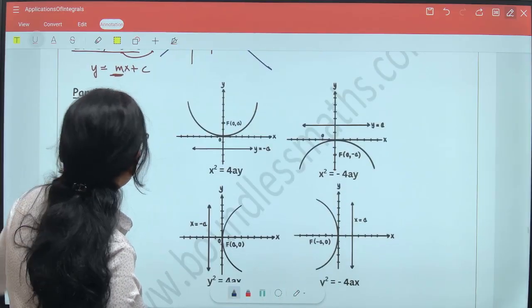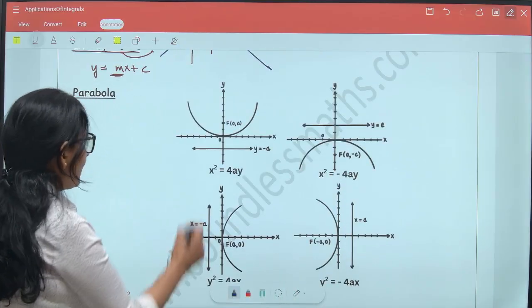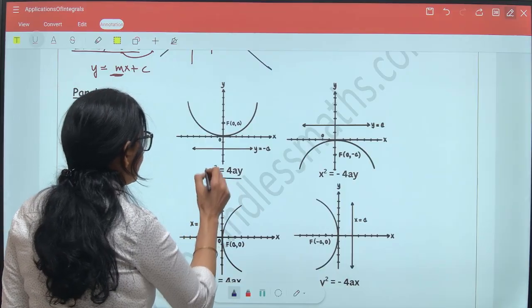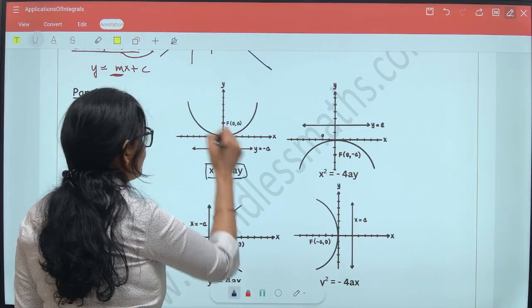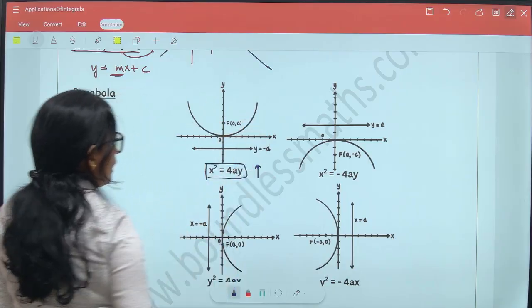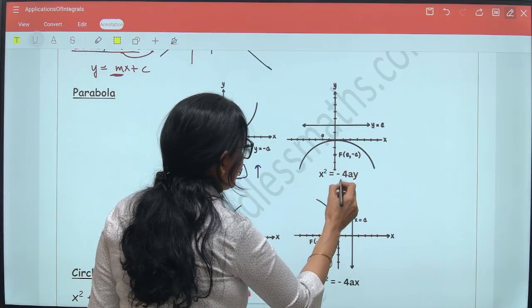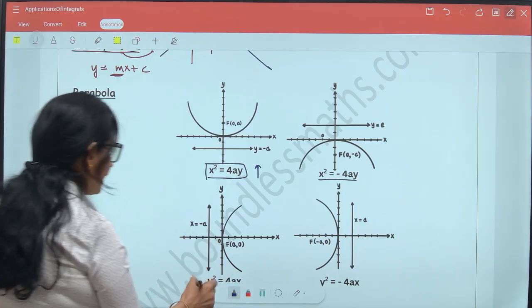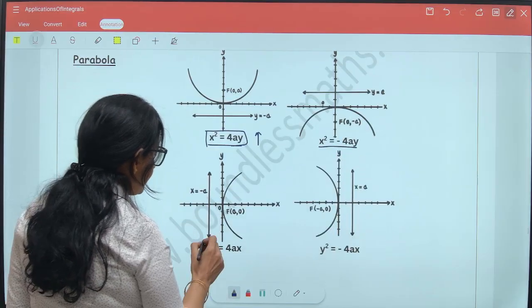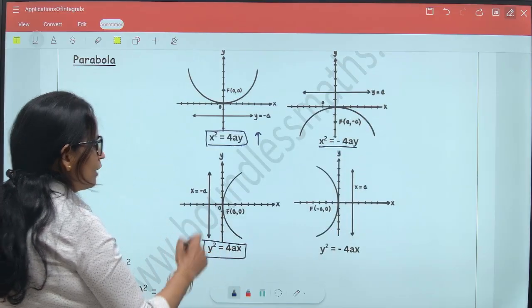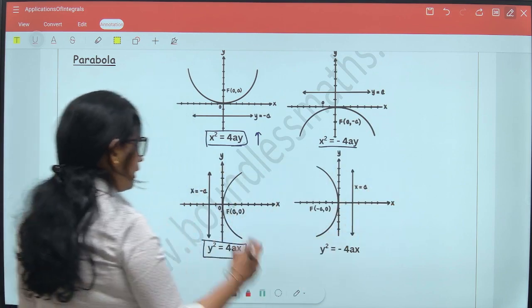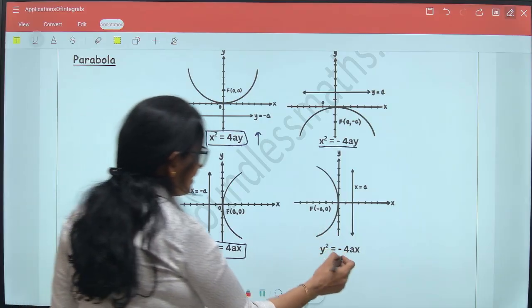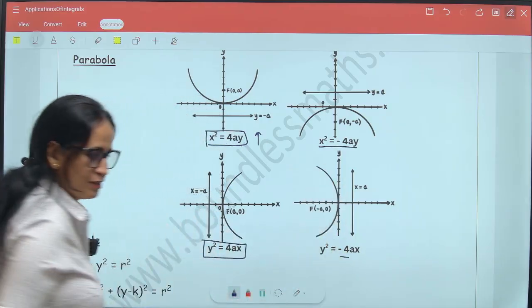So let's come to parabola now. x square equals 4ay is the generic form of a parabola that opens upwards. And if the right side is negative, that means the parabola is going to open downwards. y square is equal to 4ax is the generic equation of a parabola that opens towards the right. And if the right side of this equation is negative, then the parabola opens towards the left.